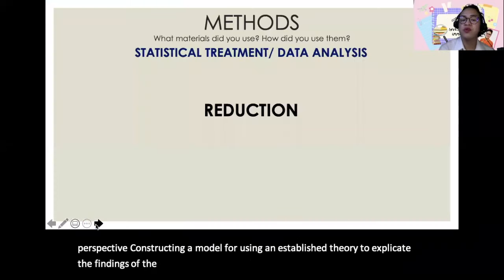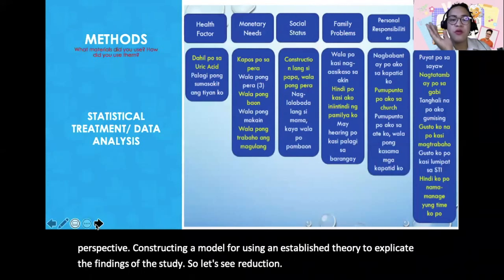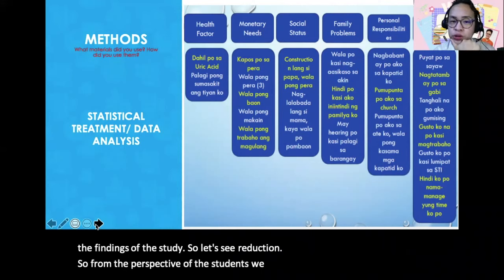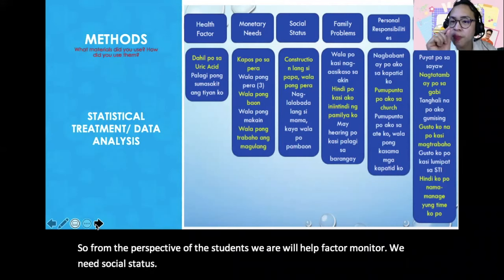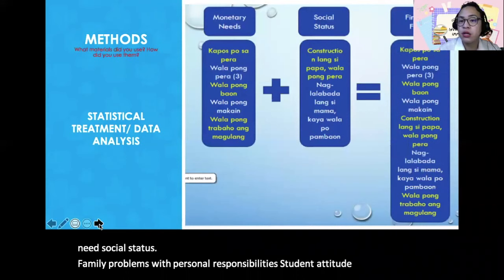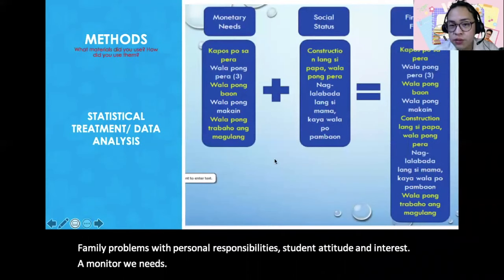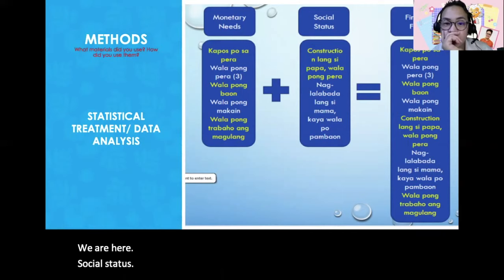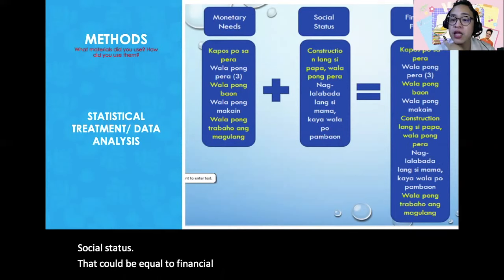So let's see, reduction. From the perspective of the students, we have ill health factor, monetary needs, social status, family problems, personal responsibilities, student attitude and interest. Monetary needs, and then we have here social status. That could be equal to financial factors, so let's combine them.